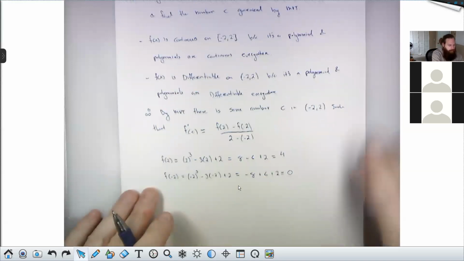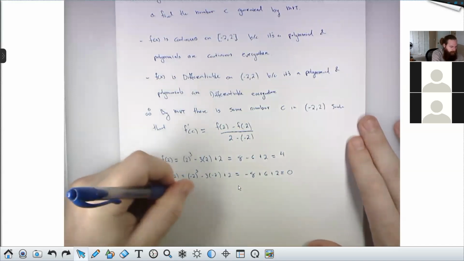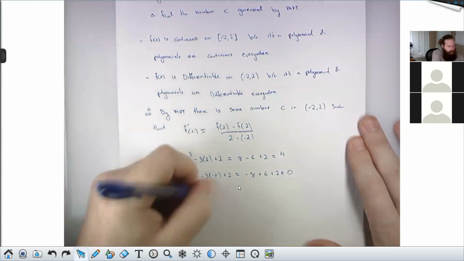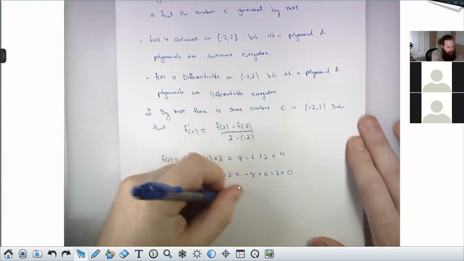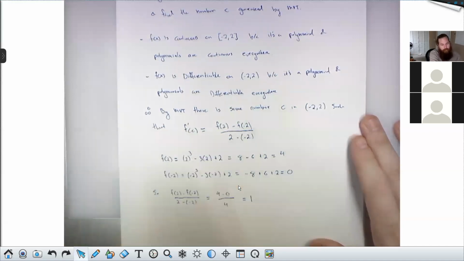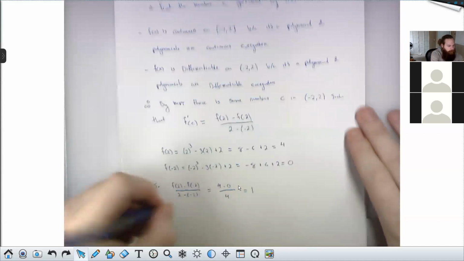So f of 2 minus f of -2 over 2 minus -2, that average rate of change is 4 minus 0 over 2 minus -2, which is also 4, so this is 1. So the number C I'm looking for is a solution to the equation f primed equals 1.